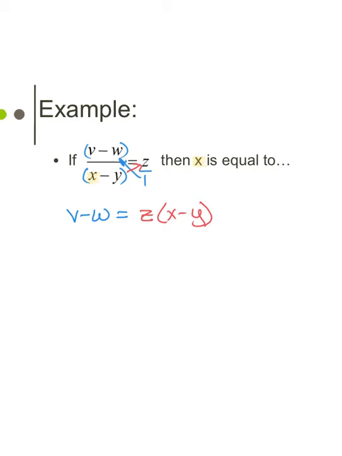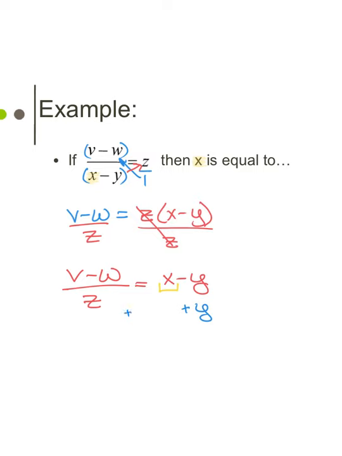Again, my goal is to get x by itself. Right now, the x is kind of locked in the parentheses. So first, I am going to divide by z. That cancels here, and I have v minus w over z equals x minus y. Again, my goal is to get the x by itself. So I need to get rid of that y. The opposite of minus y is plus y. So if I add y to both sides, I end up with v minus w over z plus y equals x.